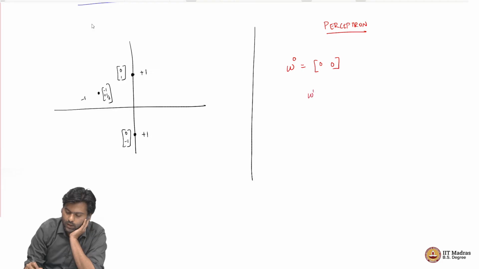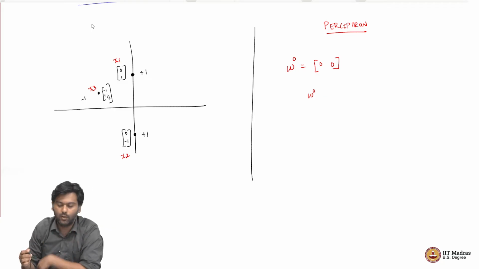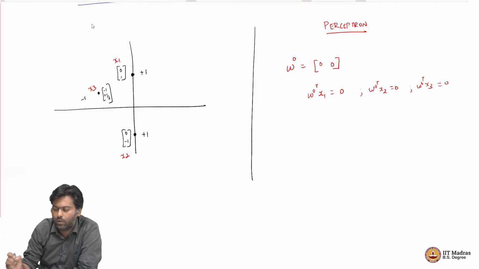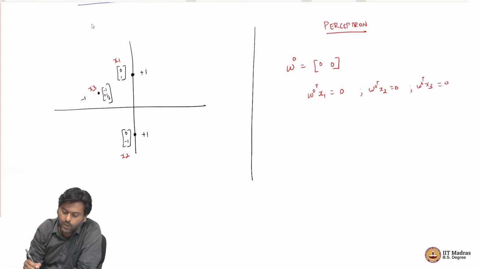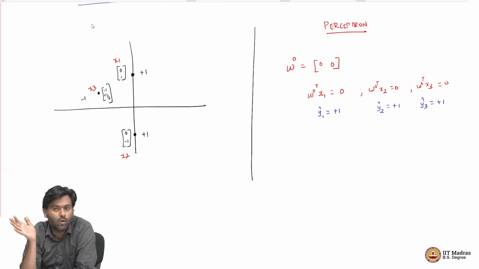Well, let us call these points x1, x2 and x3, so that we can keep referring to them easily. So, W naught transpose x1 is 0, W naught transpose x2 is also 0, and W naught transpose x3 is also 0, because W naught is 0, it is going to make a 0 dot product with everybody. So, which means that for W naught, my predicted y hat 1 is plus 1, predicted y hat 2 is also plus 1, and predicted y hat 3 is also plus 1, right. So, because the value is 0, if it is greater than or equal to 0, my sign function is going to say the label is plus 1. So, in this case all 3 would be predicted plus 1.